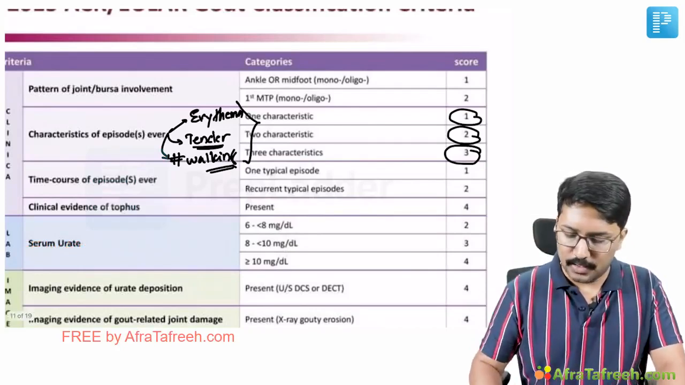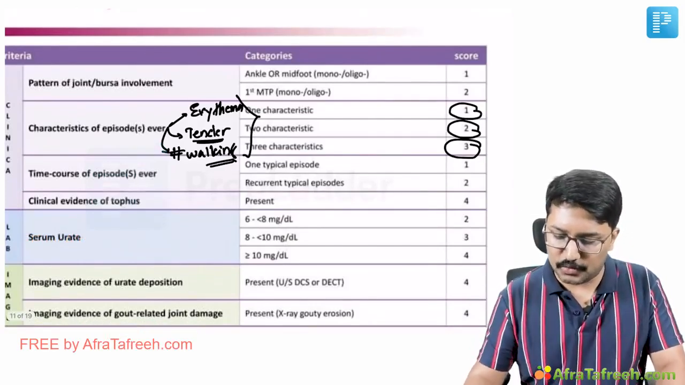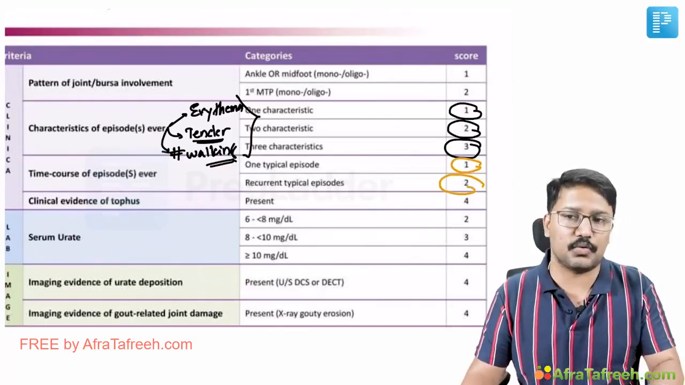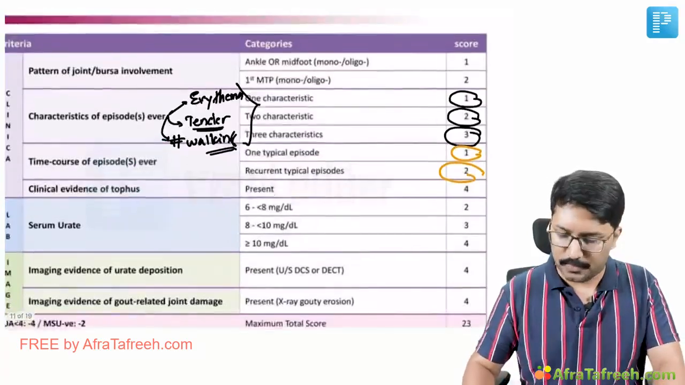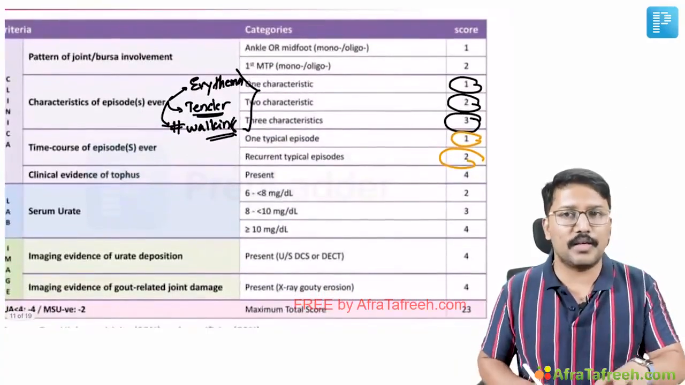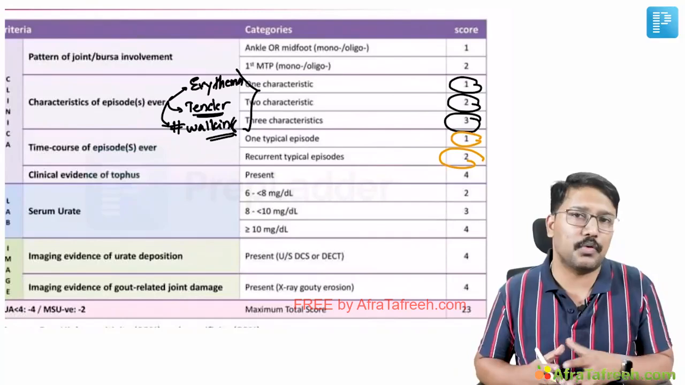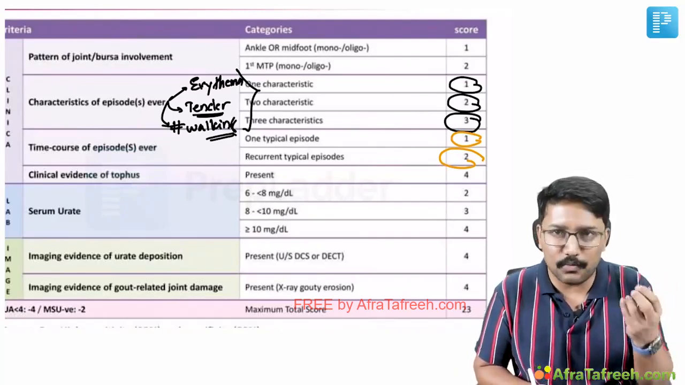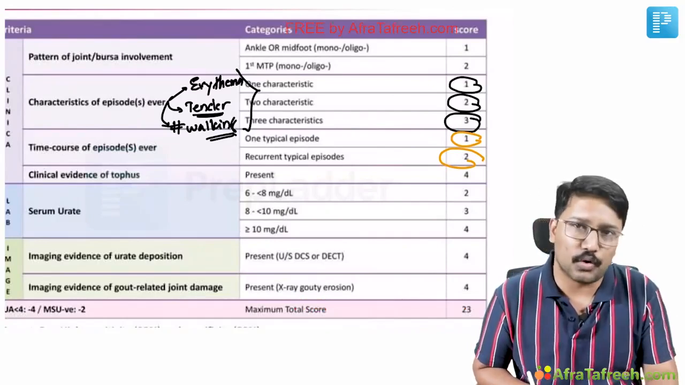Okay. Now, if the patient is having one typical episode, 1 point. If patient had history of recurrent typical gouty episodes, then 2 points. Okay. And if the tophi are present, right? Tophi has a much more utility in terms of diagnosis in comparison to the one presentation of monoarthritis, right?